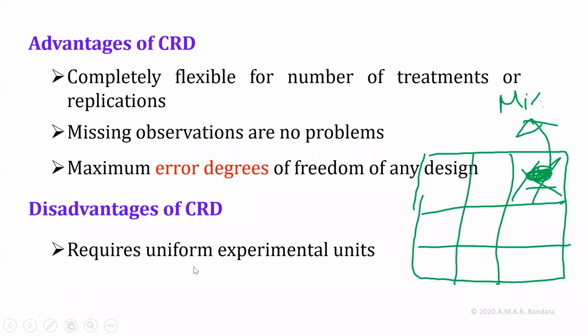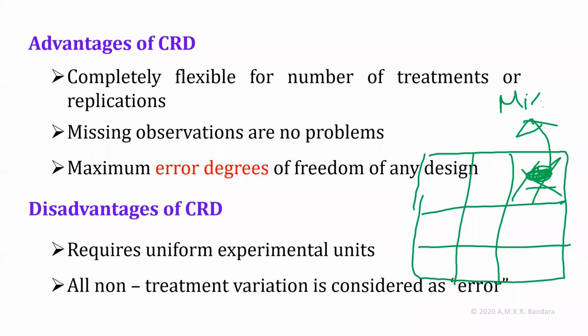Disadvantages: it requires uniform experimental units. We need the experimental area and experimental materials, or experimental units, to be homogeneous. Sometimes there will be a practical problem in finding homogeneous experimental material and homogeneous land area. So it is a problem in CRD. Another is that all non-treatment variation is considered as error.